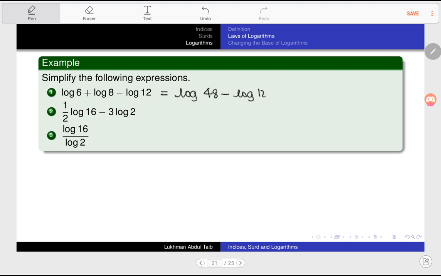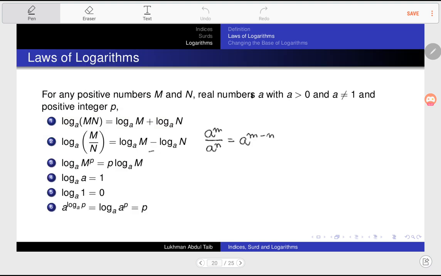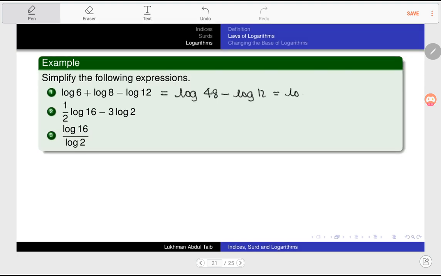Now we are done with the addition operation. What's left is the subtraction operation. Using the second rule, we can combine M and N using ratio notation. So we have log 48 over 12, that is log 4. Done. That's the first expression.